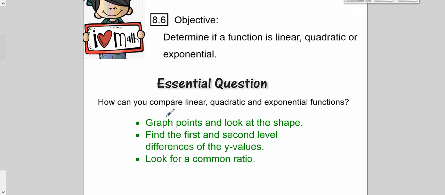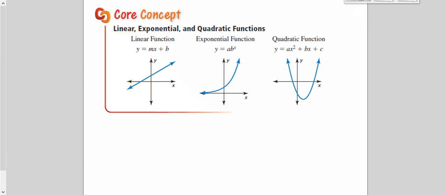So, what are the graphs supposed to look like for each one? Linear functions are a line. Exponential functions get increasingly larger at an exponential rate. And quadratic functions are a parabola, a U-shaped curve called a parabola. So these are the shapes of graphs to look for when deciding if it's linear, exponential, or quadratic. Let's take a look at some functions.